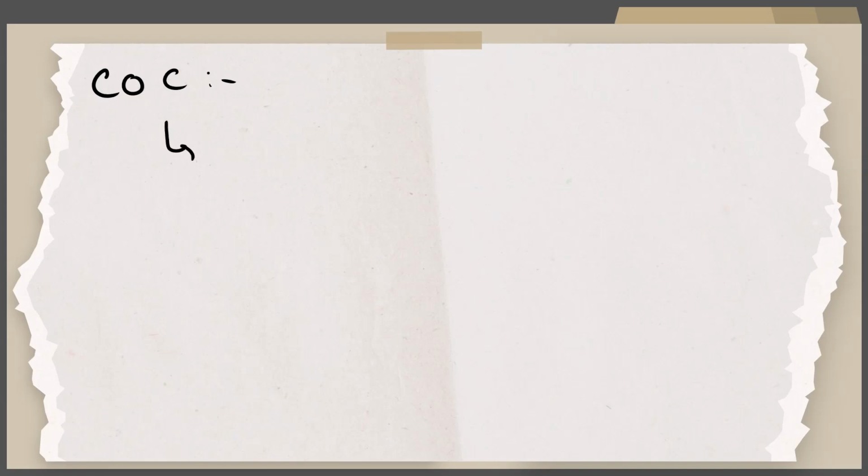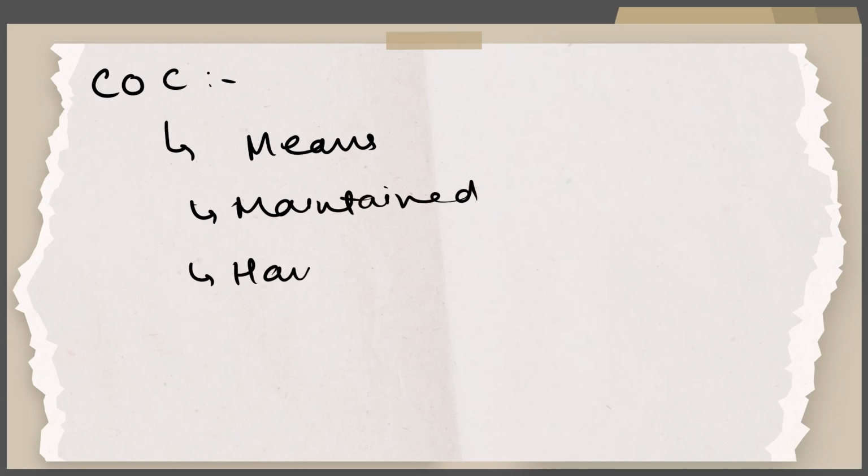So today we will understand what chain of custody really means, how it is maintained, who handles the evidence at each stage, and what mistakes can destroy it. Now, let's start with what chain of custody actually means.